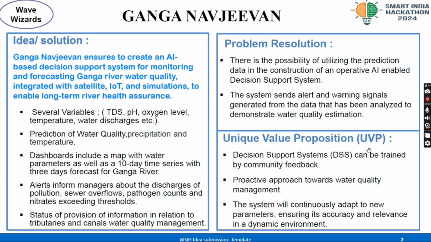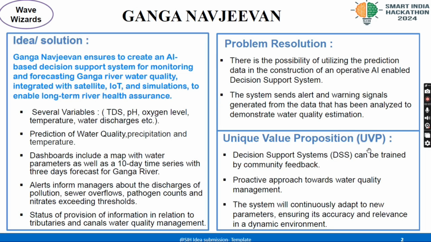Our data will not be limited to government utilities; we will also share our data with researchers, scientists, and people living near the riverbed. Our problem resolution: there is a possibility of utilizing the prediction data in the construction of an operative AI-enabled decision support system. Our system will send timely alerts in case of any spike in parameters, generated from the data that has been analyzed to demonstrate water quality estimation.